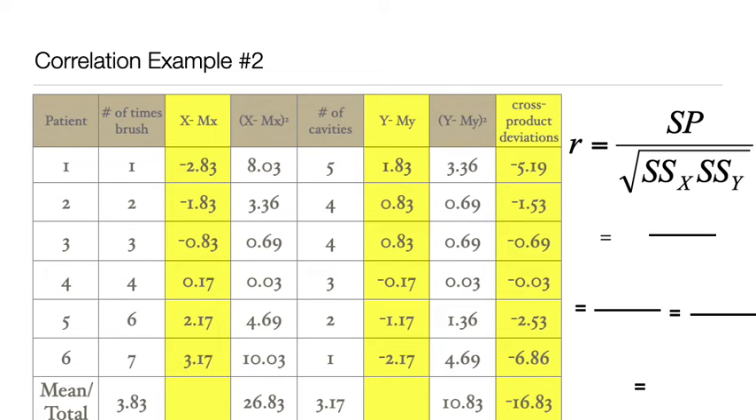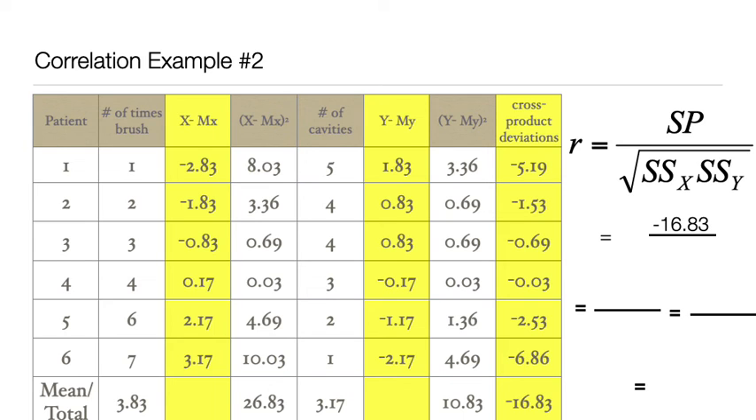Notice that this value is negative. This is going to tell us that we have a negative correlation. So the sign on that cross product deviations sum, if it's positive, we have a positive correlation, and if it's negative, we have a negative correlation. This one can be negative because we are multiplying these deviation scores before we square them. That's where we maintain that sign. So we get our sum of deviation products of negative 16.83.